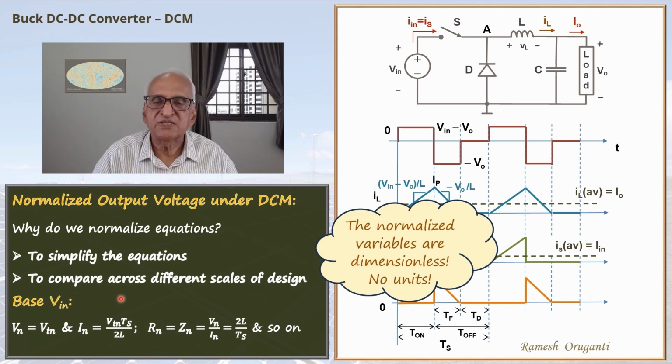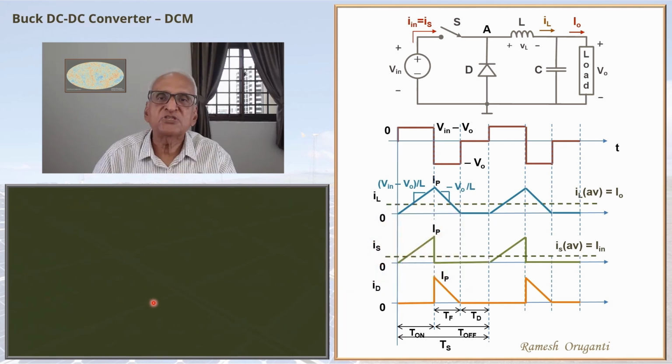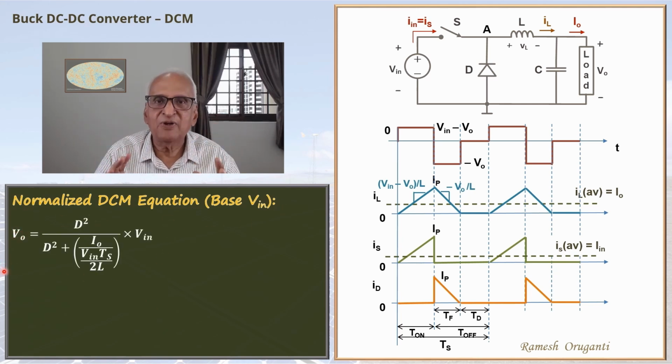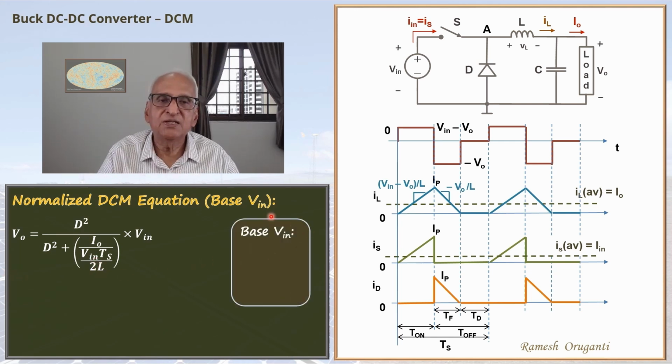Now we will normalize the DCM equation using base V in. The DCM equation is V naught equals d squared by d squared plus, within brackets, I naught by V in Ts by 2L times V in. Base V in, let me rewrite here: Vn is V in and In is V in Ts by 2L. Now it becomes obvious why this set of normalizing factors makes sense here.